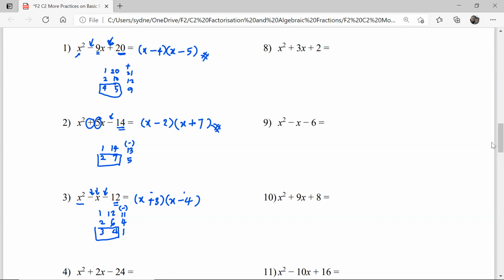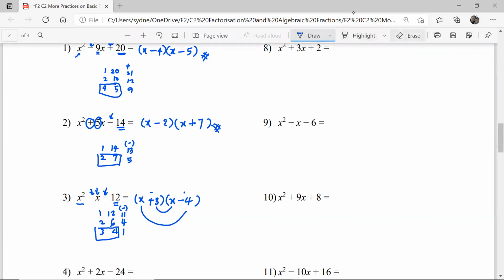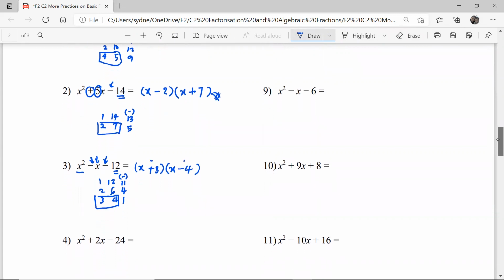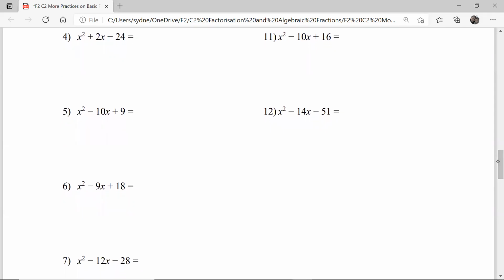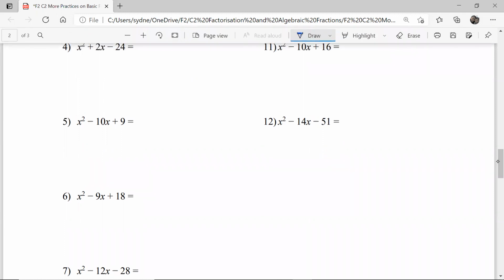Okay, next. And don't forget, if you can, always double check the inner pair and the outer pair. Otherwise, just move on. Next, number 4. All right, x squared minus 24. So x squared is x times x.